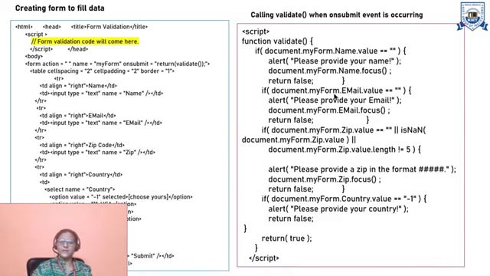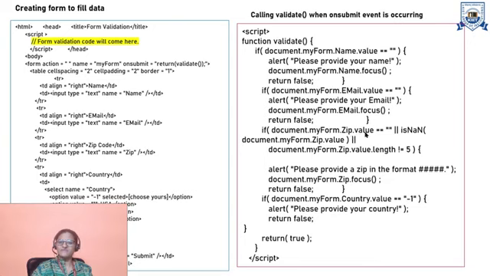Next, the same for the email. In the form, we have made an email text box: input type equal to text, name equal to email. So it is accessing its value and checking. If it is blank, it will give the alert, "Please provide your email," then put the focus again over there and return false. It means it will not allow you to move further. Same with the zip value. This is another input type text box, and its name is zip.